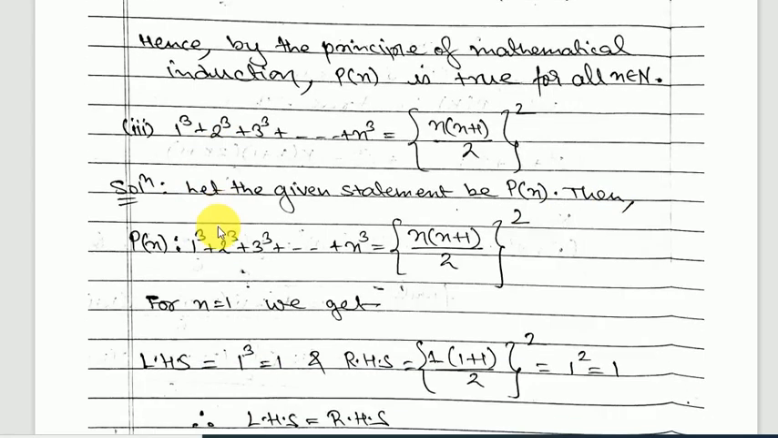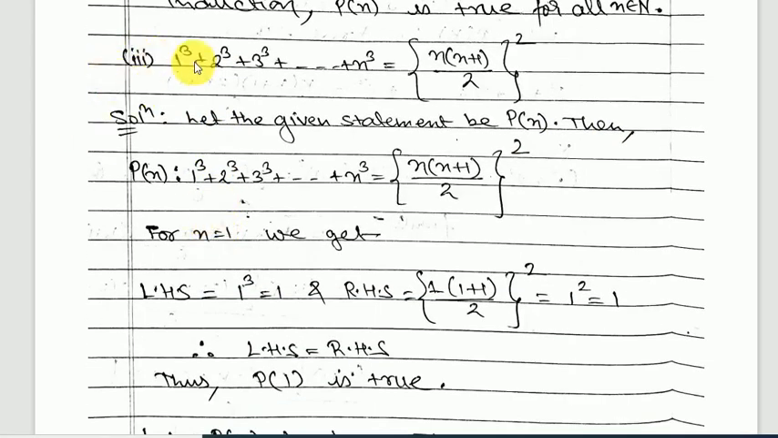So here the next question is this: 1 cube plus 2 cube plus 3 cube plus dash dash dash plus n cube is equal to n into n plus 1 upon 2, whole square. So this is a statement for us. Let the given statement be Pn. Then we can write Pn colon and whatever we have. Now we will check whether this statement is true for n equal to 1 or not.